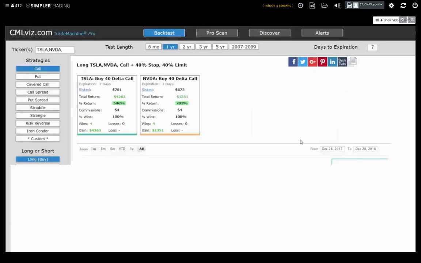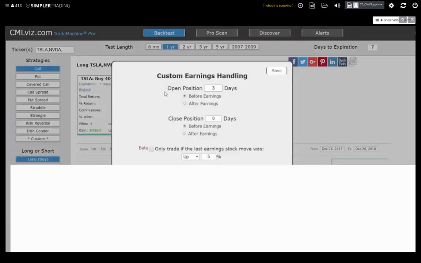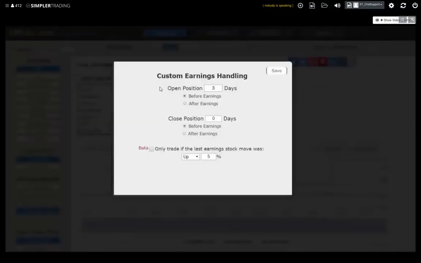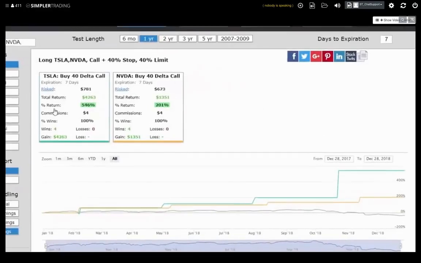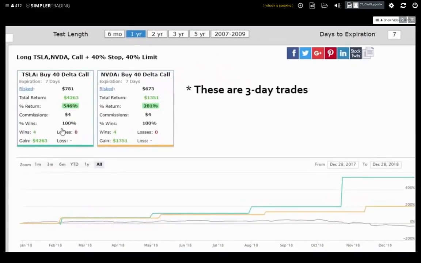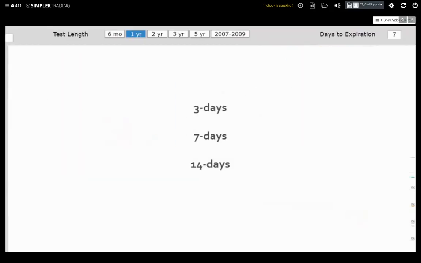Of course, there's no reason to only look at 1 week before earnings. We can also try looking at short-term momentum trades, that is just 3 days before earnings, and looking for that pre-earnings momentum. In this case, we'll look at Tesla and Nvidia. And here are the results over the last year for those two stocks. You see both of them have 4 wins and no losses, totaling over 500% or 200% on just 4 trades each. It turns out that we can also look at the 14 days before earnings for this pre-earnings momentum. So we have 3 days, 7 days, and even 14 days.